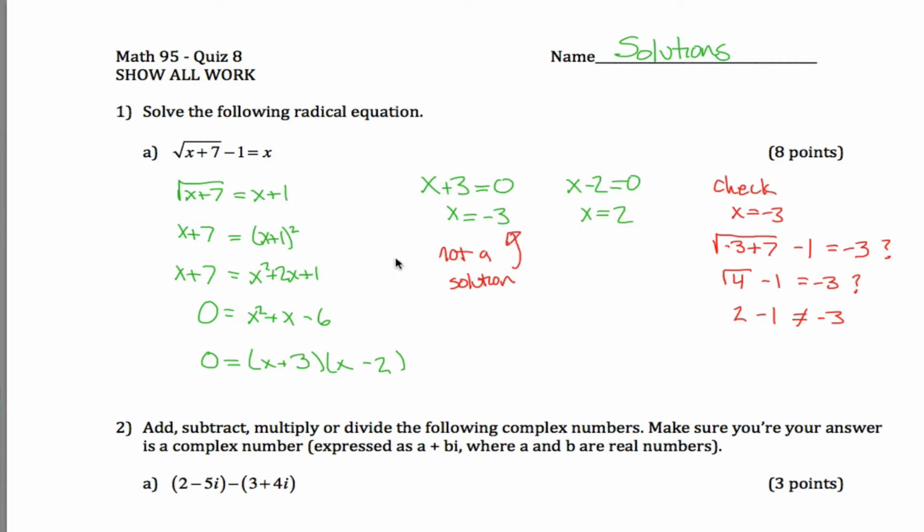So what about 2? Well, let's check. To check x equals 2, we'd plug that into the equation. So I've got the square root of 2 plus 7, minus 1, and I want to figure out if that equals 2. Well, it turns out it does, because the square root of 2 plus 7 is the same as the square root of 9, and the square root of 9 is 3. And sure enough, 3 minus 1 equals 2. So I only get one answer, x equals 2.